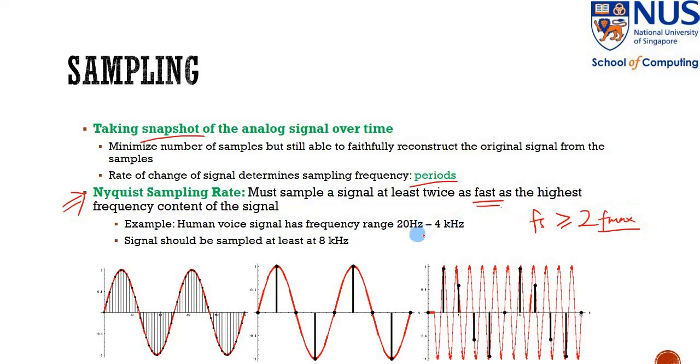If I have a signal, for example our human voice, with a range of 20 Hz to 4 kHz, the highest frequency component is 4 kHz, so I should sample at least 8 kHz. You can sample higher than 8 kHz, that is not an issue, but sampling lower is an issue. We'll not go into the details of that, but for now we take it that the sampling rate must be greater than or equal to 2 times Fmax.